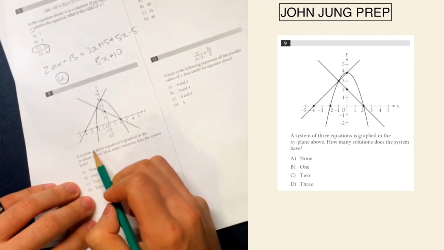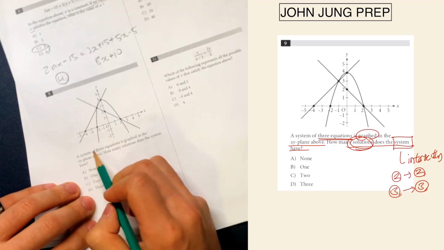All right, next question. A system of 3 equations is graphed in the xy plane above. How many solutions does the system have? Okay, so we're looking for how many solutions it has, and a solution in a system of graphs is going to be the intersection. When there are 2 graphs, we want an intersecting point between the 2 graphs. However, when there are 3 graphs, we want the intersection between all 3 graphs. So this one is where all 3 of the graphs are intersecting.